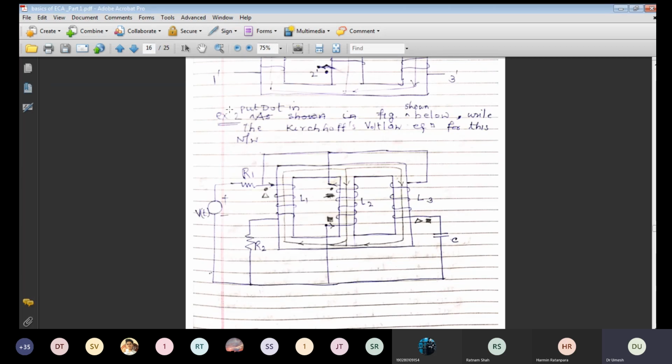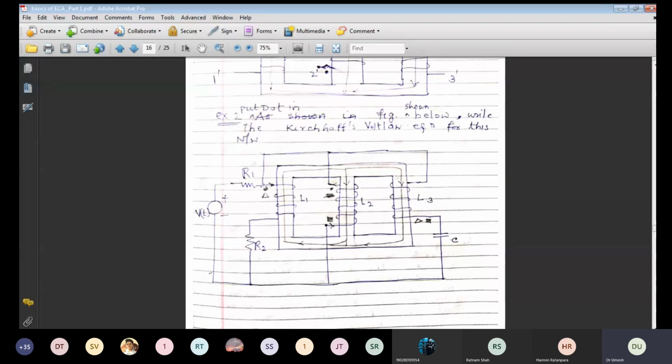Now I am just taking one example: put dots in the figure shown below, write the Kirchhoff's voltage law equation for this network. So sometimes this whole network is given to you. Here I have already related the entering point to the leaving point, but sometimes dots are given to you. According to the dot position given, you have to write down the equation.